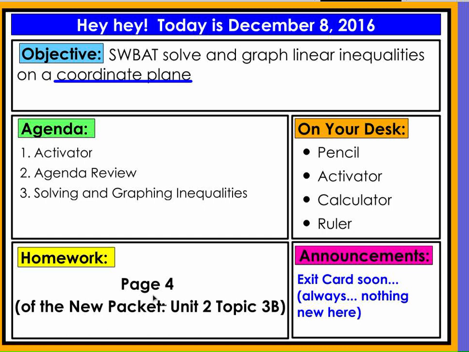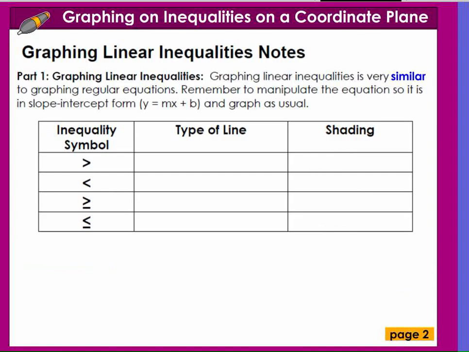Your homework tonight is going to be page 4 of this new packet that you were given, not any other packet. And you see here that I wrote exit card soon because you know that we typically have an exit card like every 2 to 3 days. So expect that it's probably going to be coming on Monday of next week. All right. So let's take a look at page 2. So everyone turn to page 2. You should have your calculator, your ruler, and your pencil.